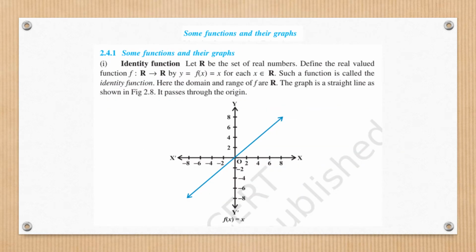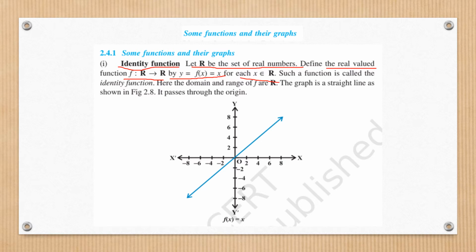Now some functions and their graphs. So let us see functions, its types, right? And the first function, the basic function, is your identity function. Identity function means as it is. So let R be the set of real numbers. Define the real valued function f mapping from R to R such that y equals f(x) equals x, right? For each x belonging to R, this is called the identity function.